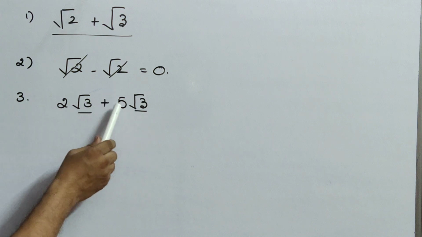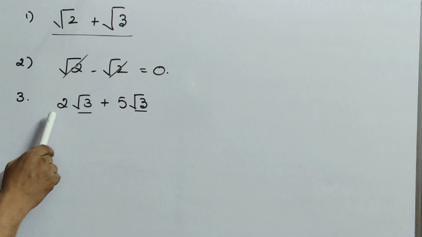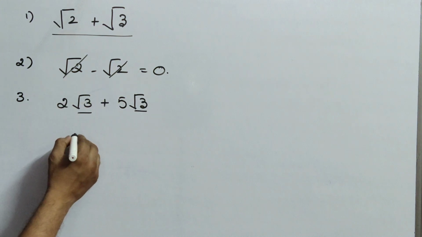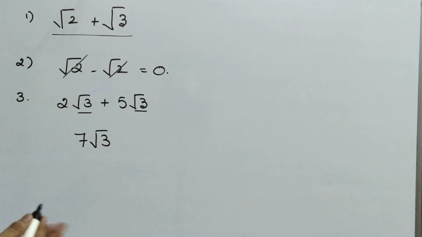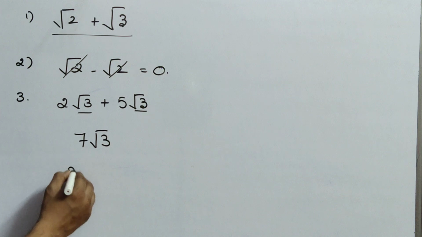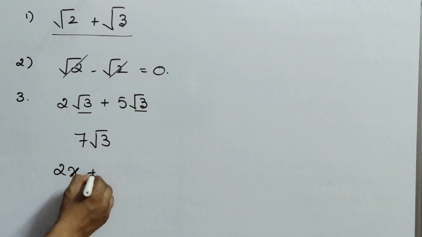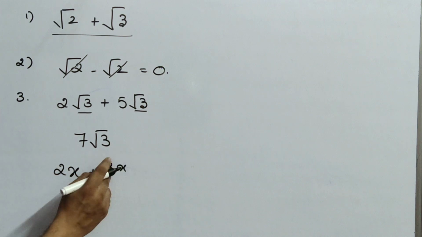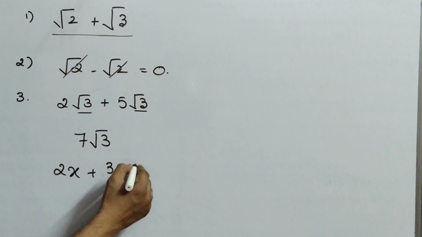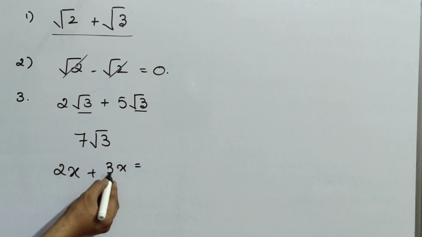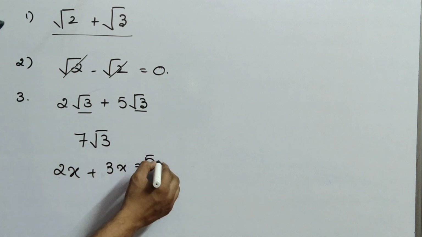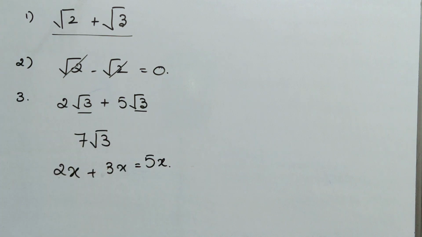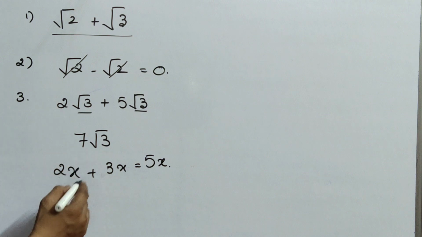So 2 root 3 plus 5 root 3. You can add now. So 2 plus 5, how much, children? 7. 7 root 3. Same as algebra. See here, 2x plus 3x. How much? 2x plus 3x. You are adding only numbers. 2 plus 3 is 5, and it is a like term of x, so you write only x. So 5x. Is it clear?